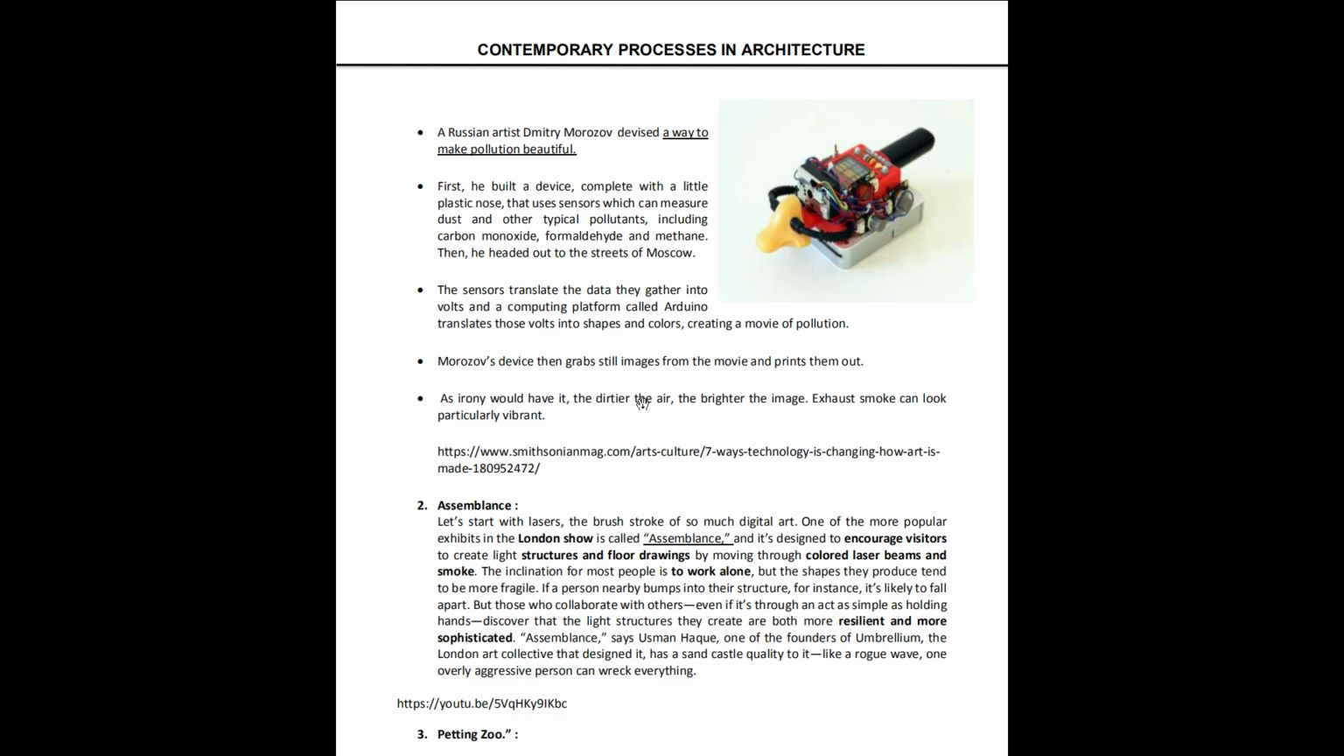If you see the second point, he built a device with a little plastic nose that uses sensors which can measure dust and other typical pollutants, including carbon monoxide, formaldehyde, and all that organic chemistry kind of stuff. So what is the catch in this particular thing? The sensors sense the different types of pollutants in the air. Then the device gives separate colors for different pollutants. For example, methane is yellow, formaldehyde will be orange, and carbon monoxide will be red.